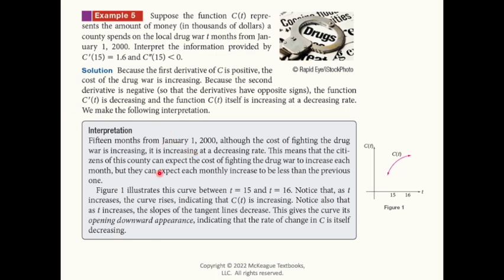So the official interpretation is that 15 months from January 1st, 2000, the cost of fighting the drug war is increasing. However, it's increasing at a decreasing rate. This means that the citizens of this county can expect that the cost of fighting the drug war will still increase each month, but they can expect that each monthly increase is going to be less than the previous increase.